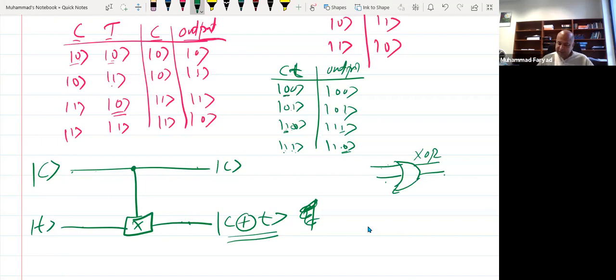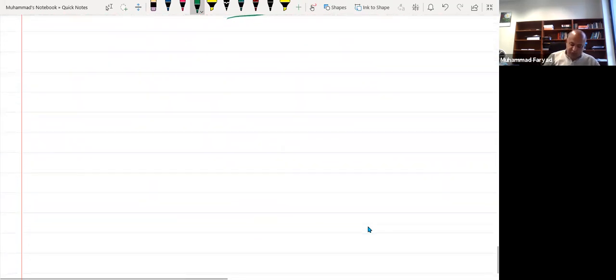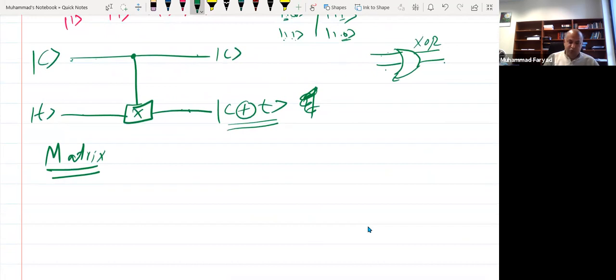Now, let me express this control NOT gate in 2 forms. Let's first do it in matrix form. In matrix form, you see, nothing is happening to the first qubit, and an X gate is happening to the second qubit. So this CX can be written as identity tensor X, because identity is happening to qubit 1 and X is happening on qubit 2.